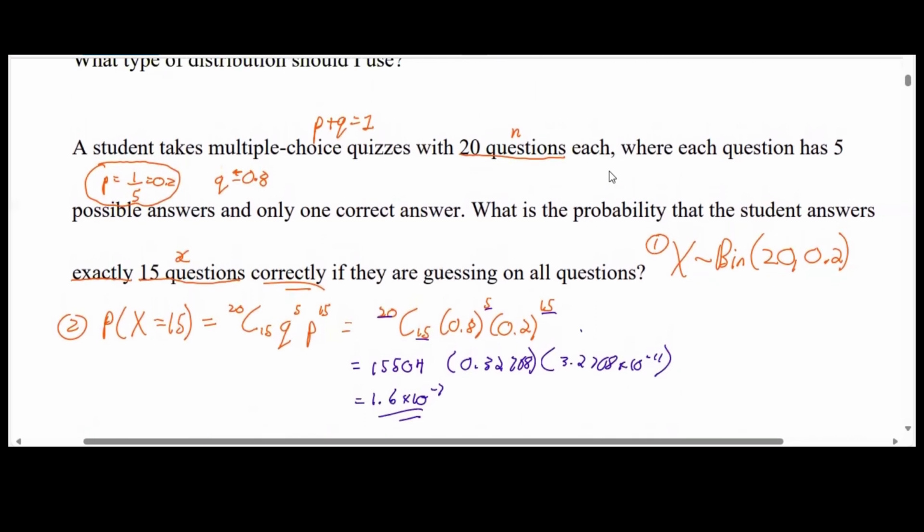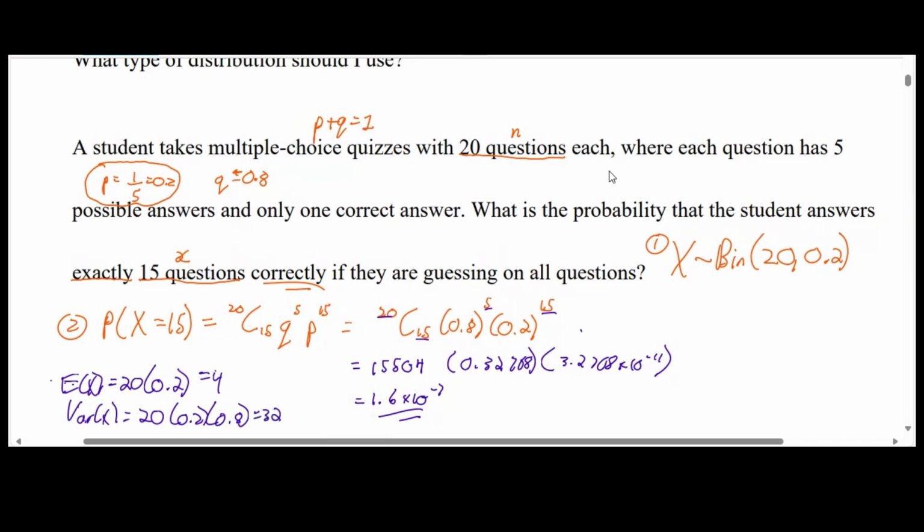If you wanted to get the expectation, it will be n, which is 20, by p, which is 0.2. So 20 by 0.2 is 4. The variance will be n, which is 20, by p, which is 0.2, by q, which is 0.8. So 0.2 by 0.8 by 20, and you get it.